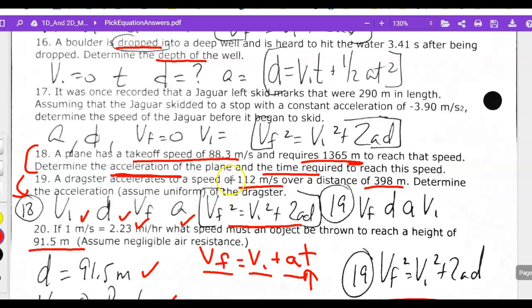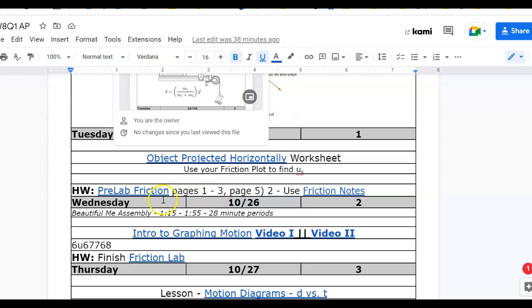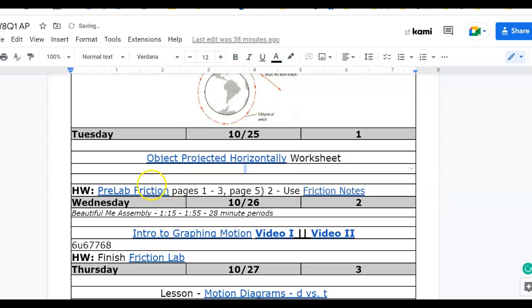Now, what else do you have to do tonight? Let's take a look. Homework for today: you have to do the pre-lab, friction lab. If you haven't already done your slope for the plot that you did, could you do it? Because that slope will give you mu sub k, the kinetic friction. Look at Google Classroom. It says pages 1 and 2, 5, and the last page, just question 2. So it's not a lot of work. Not a lot at all.